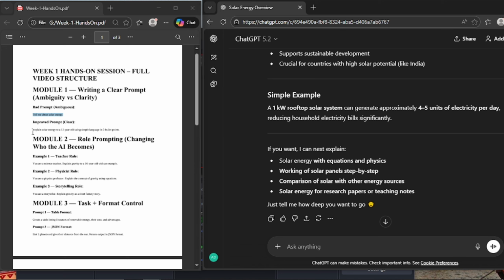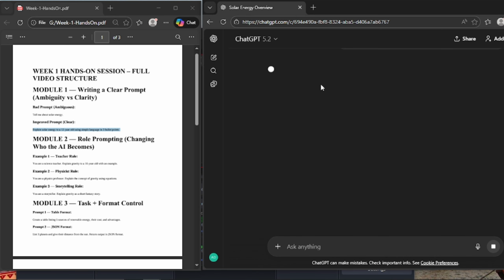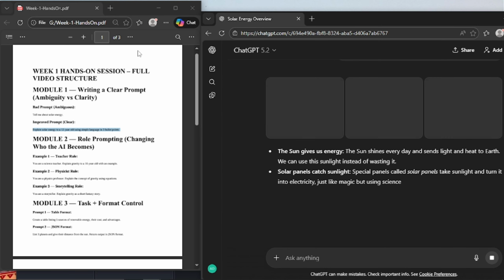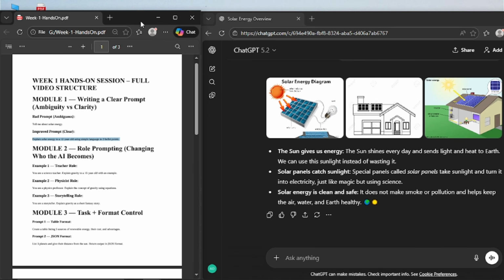But what if I give another, improved prompt? That is, if I ask ChatGPT, "Explain solar energy to a 12-year-old using simple language in 3 bullet points." You can see the output here. It has given us a few diagrams and just 3 points. Your answer is done. So this is the difference between a bad prompt and a good prompt with instructions added to it.